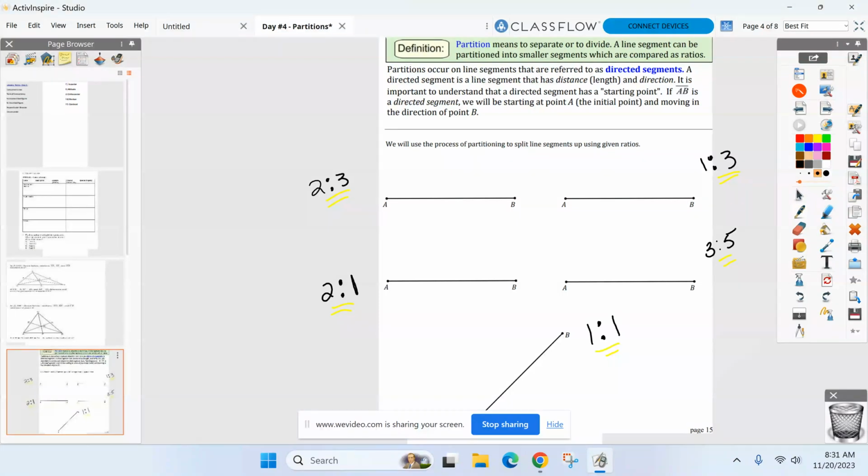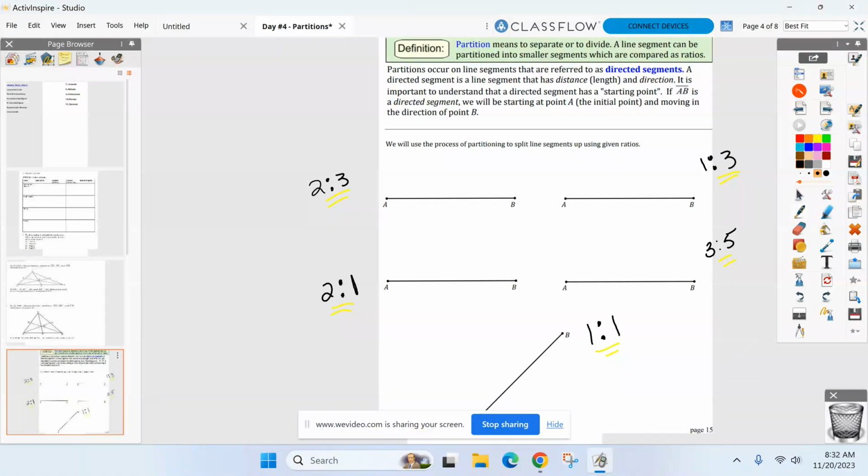Friday, I introduced this term called the centroid, which breaks any median up into a ratio of 2 to 1. Always 2 to 1. The ratio is never different. Today and tomorrow, this is going to be a 2-day topic. Can I break a segment up into different ratios now? Different ratios other than 2 to 1.